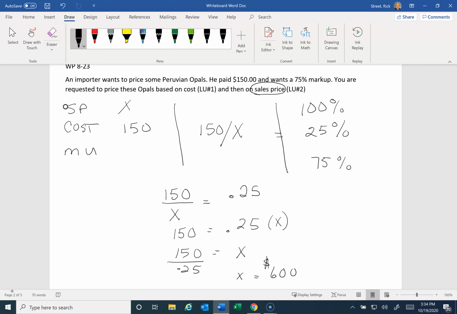Okay, so let's double check that. Sales price, 600. Cost, 150. Markup then is 450. So what is 450 of 600? Because remember, this time we're doing it based on sales price. So 450 divided by 600 equals 75%. Works every time.